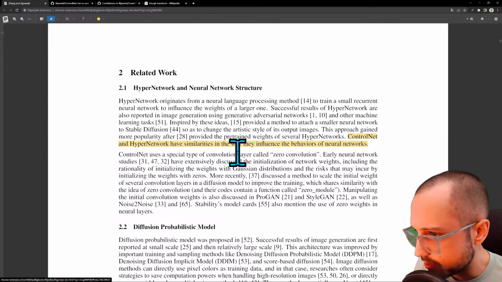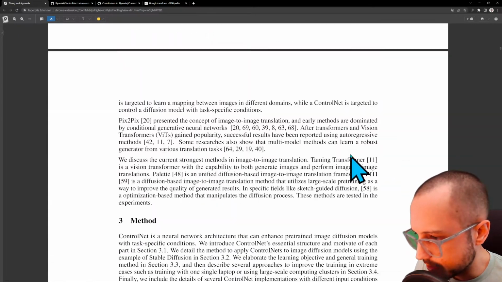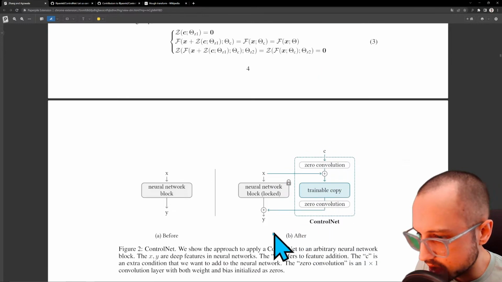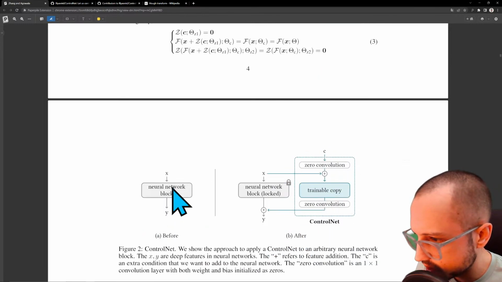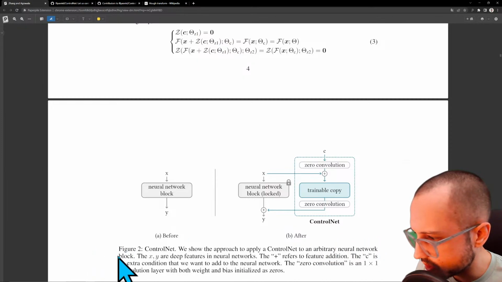ControlNet uses a special type of convolutional layer called a zero convolution. Here we go again. We're going to figure out exactly what that means. I think there's some architecture diagrams down here. So yeah, neural network block. And then this is the zero convolution. Trainable copy, zero convolution. ControlNet. We show the approach to a ControlNet to an arbitrary neural network block.